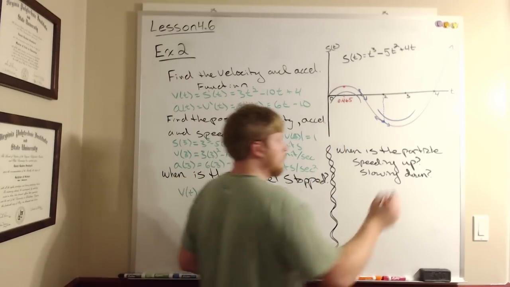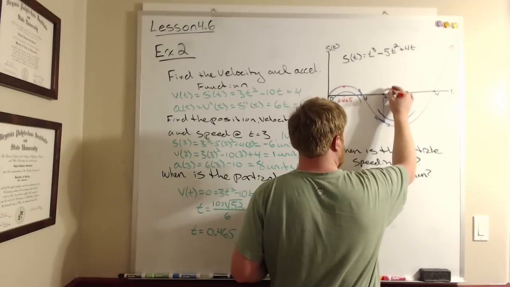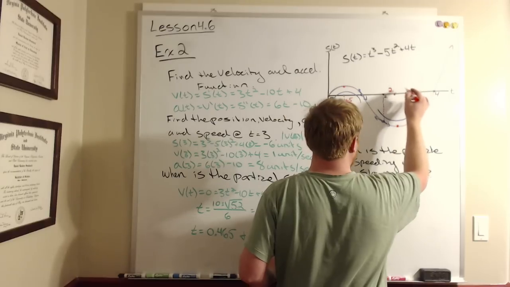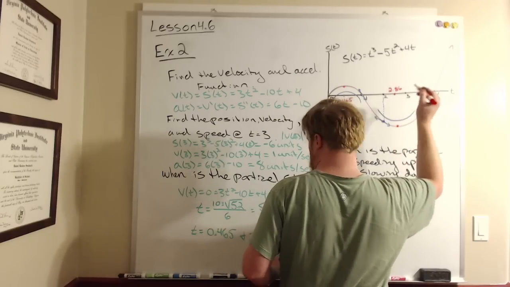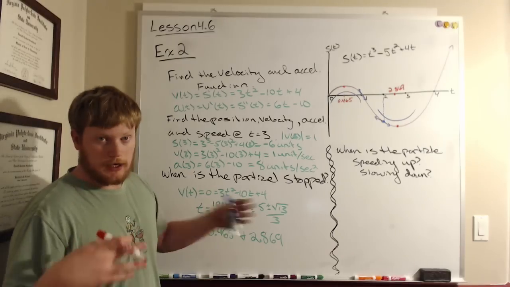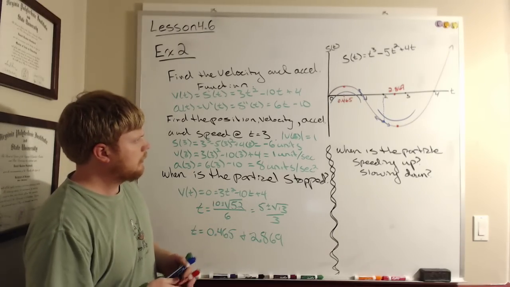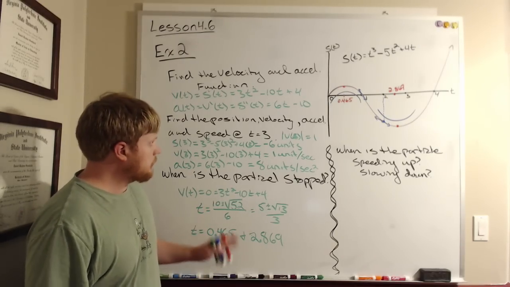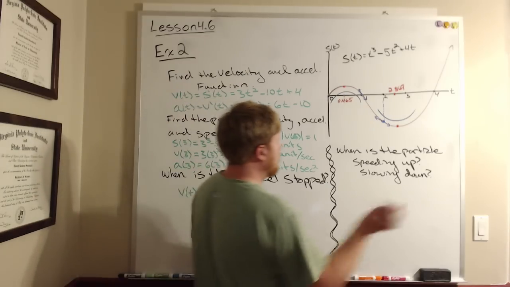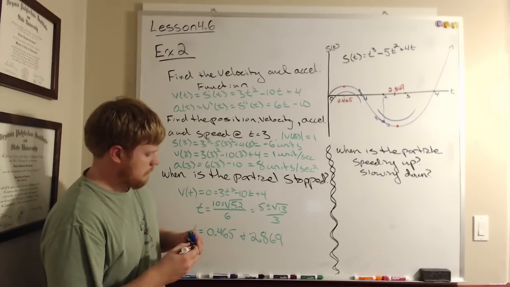0.465, and here, which is 2.869. Obviously, my scale when I did this graph is a little bit off, but that's okay. You get the idea. All right, so those are the points that we found. I'm going to keep this consistent and do a line like I did on the other.